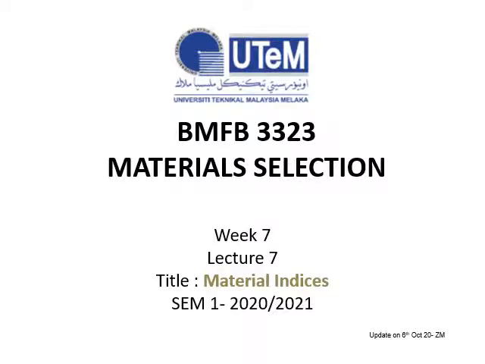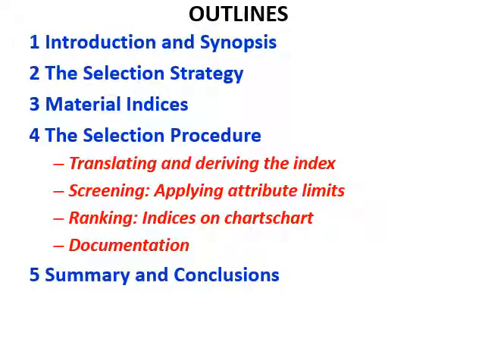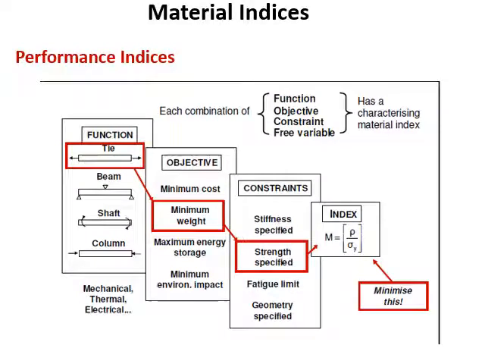So today's lecture is about material indices, continuing from last week's lecture. Today's lecture is about how to use the material indices in material selection, where you start with translating and deriving the index using design requirements. To derive the index, you need to know the function, such as mechanical, electrical, or thermal properties. Also, you need to relate it with the geometrical function so that it can tally with the objective and the constraints. From the design requirements table, we can get the function, objective, constraints, and free variables.